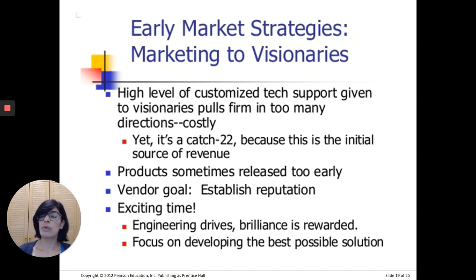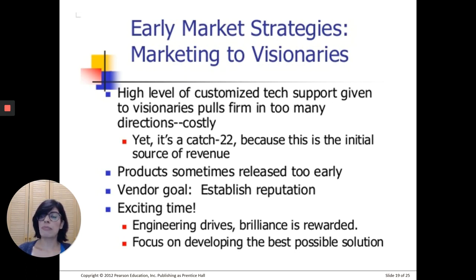How much are we willing to spend to get the visionaries on board in order for us to know that our product is worth it? So at some point, you have to realize maybe our product isn't quite there yet, but what is that point? Sometimes this means that your product might be released a little bit too early. Okay, you might decide that it's time to go to the visionaries, but your product isn't quite ready. But your goal will be to establish a reputation. It's a very exciting time to actually test your product in the market.